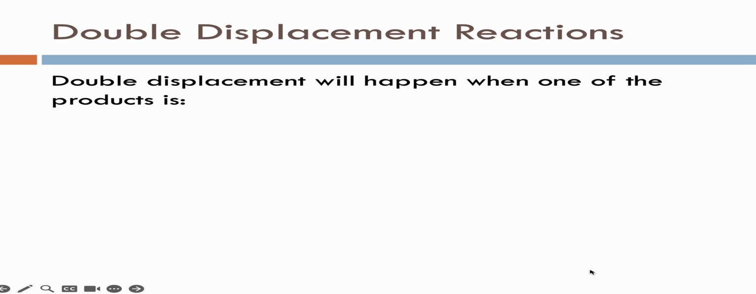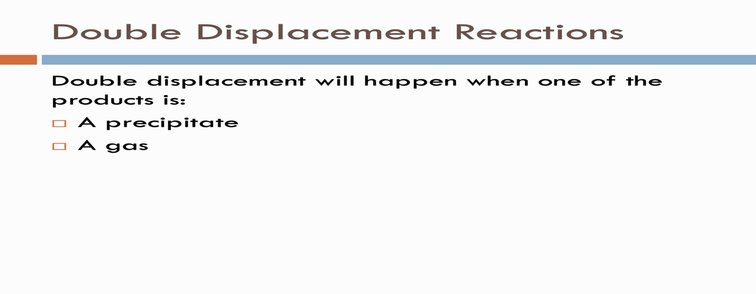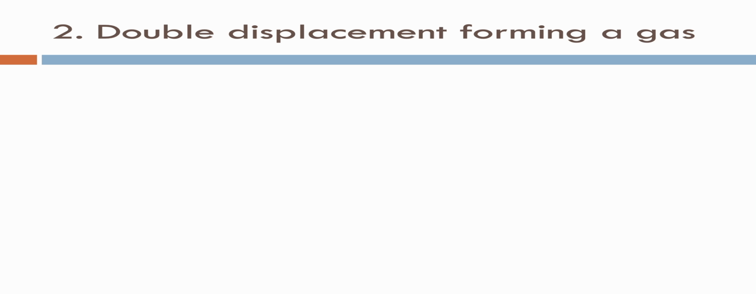So how do you know if a double displacement reaction will even happen? There's three ways you know a double displacement reaction will go forward and actually happen. One is if one of your products is a precipitate, or if one of your products is a gas, or if one of your products is water, which is a neutralization reaction. In this video, we're going to look at double displacement when one of your products is a gas.